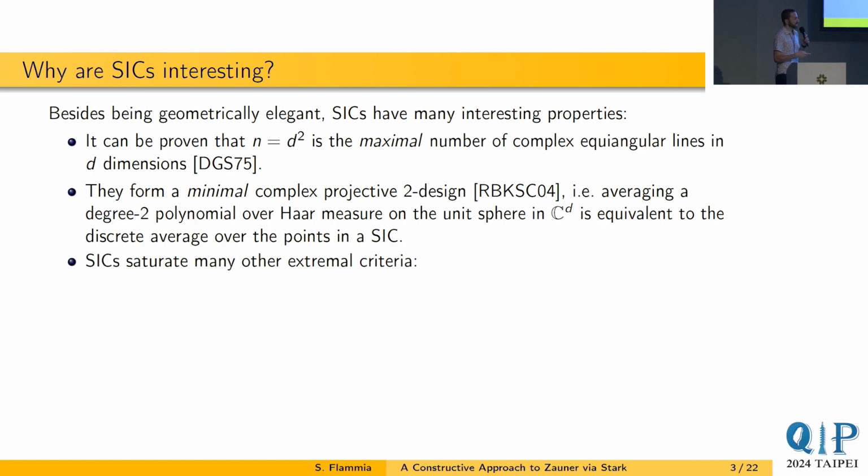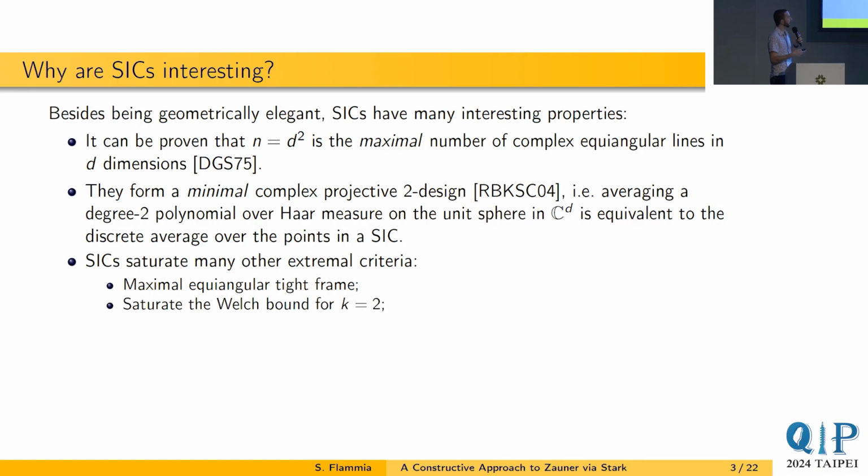They also saturate many other extremal criteria. So they're a maximal equiangular type frame. I'm not going to define these things. I just want to show that these things do pop up as extremal examples. And he said these things are useless in the sense that they saturate certain extremal criteria, but as one of the questions in the last talk asked, couldn't you just do something approximate? Yeah, you could, that's fine.